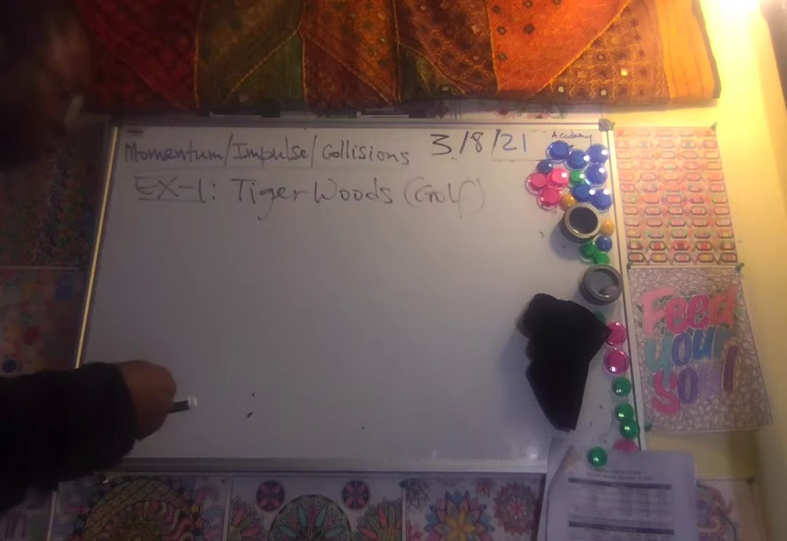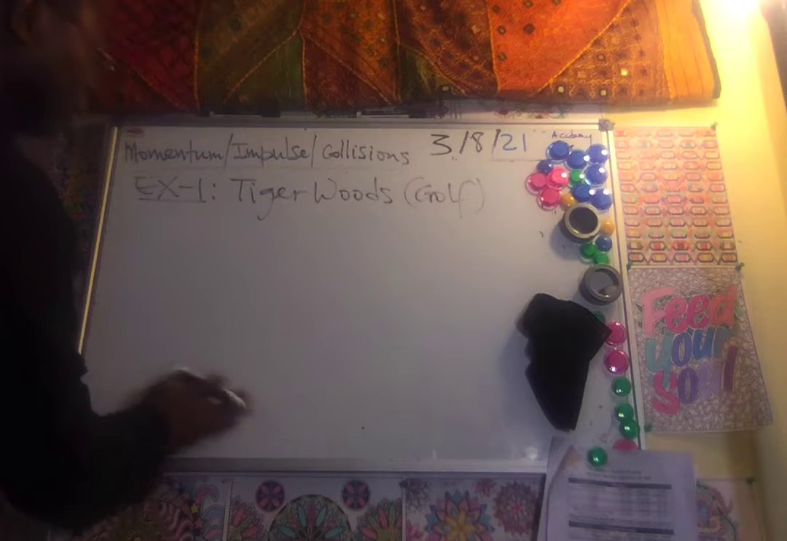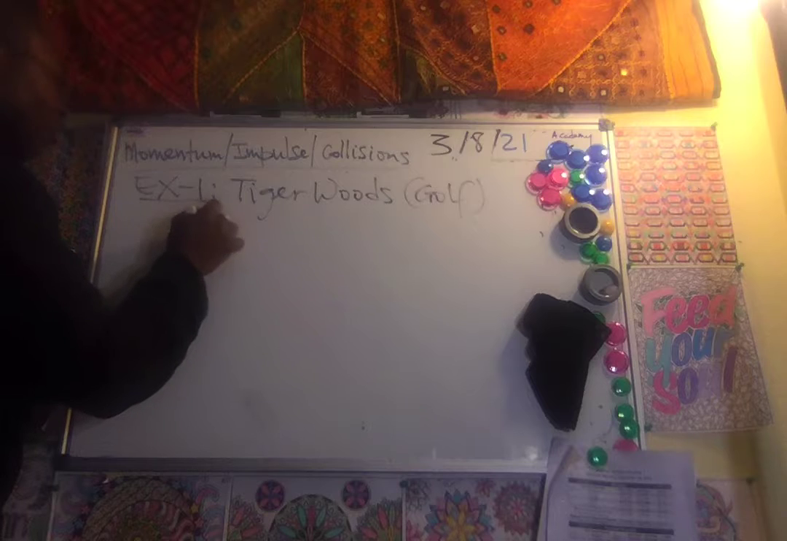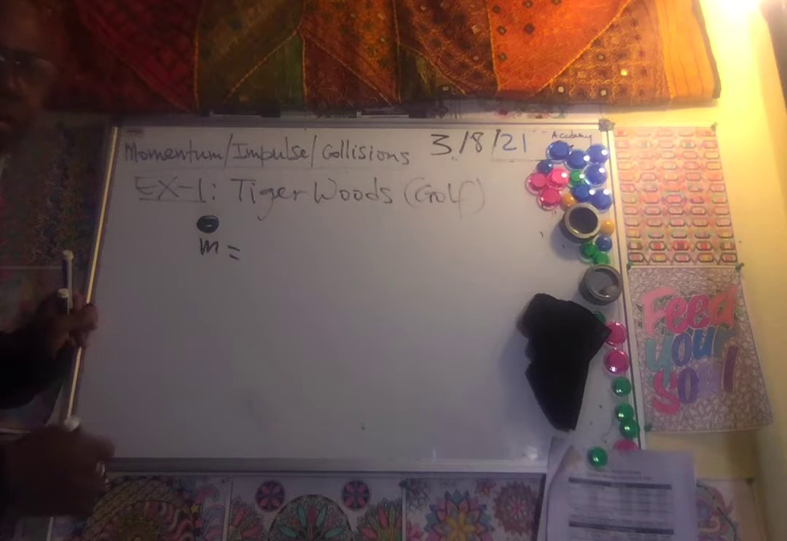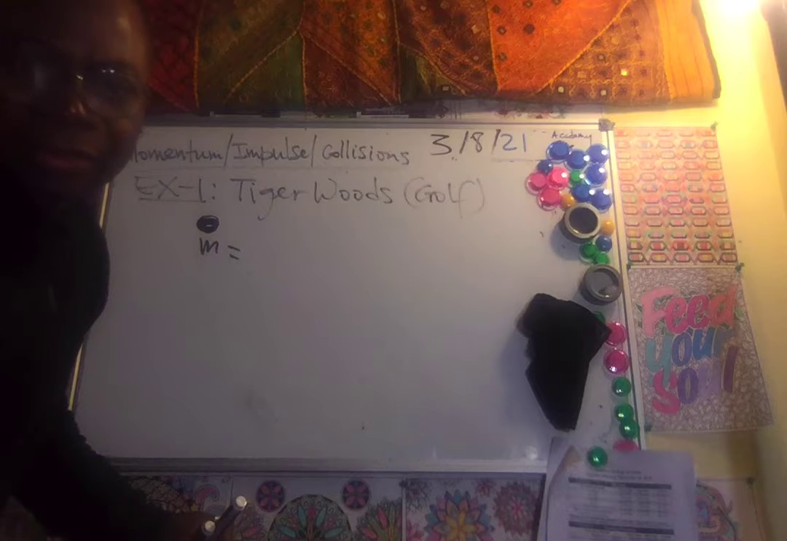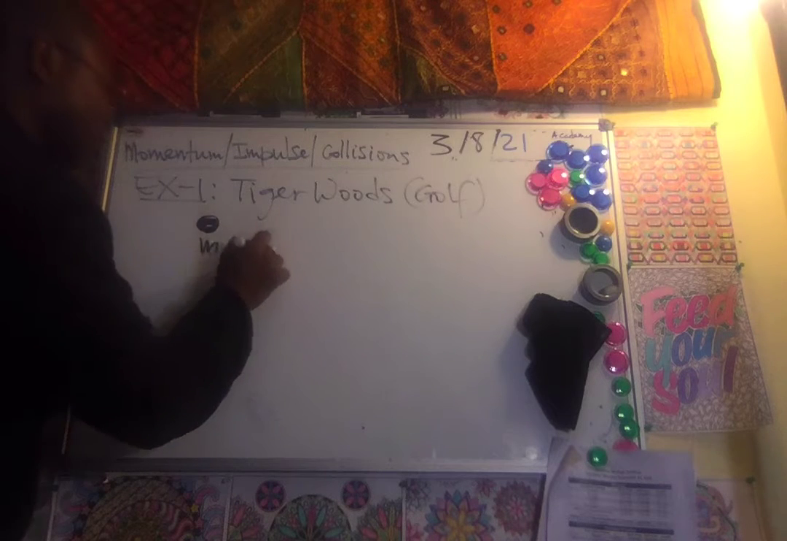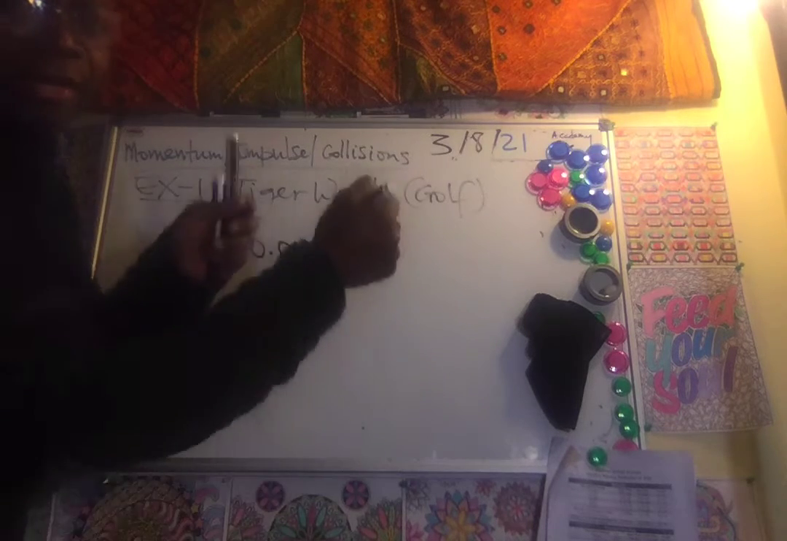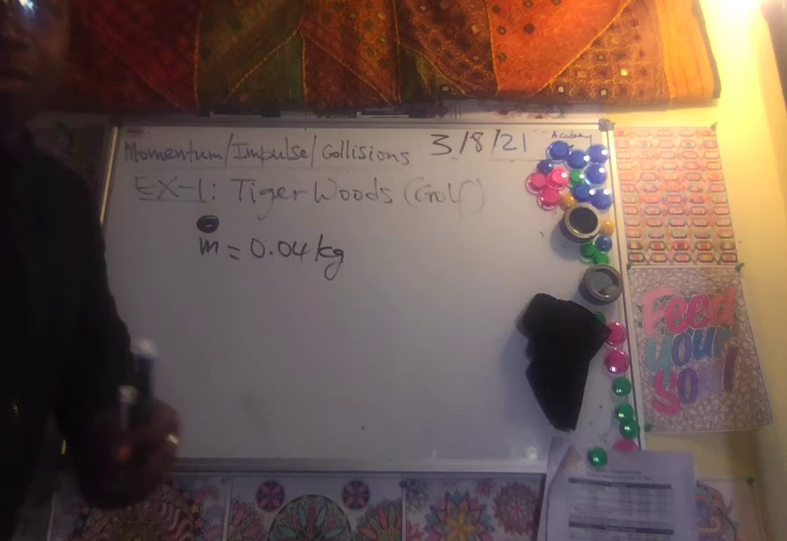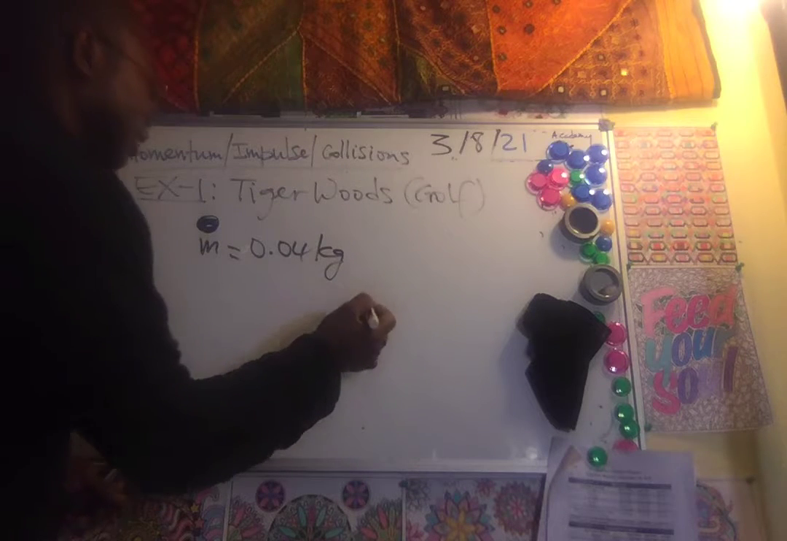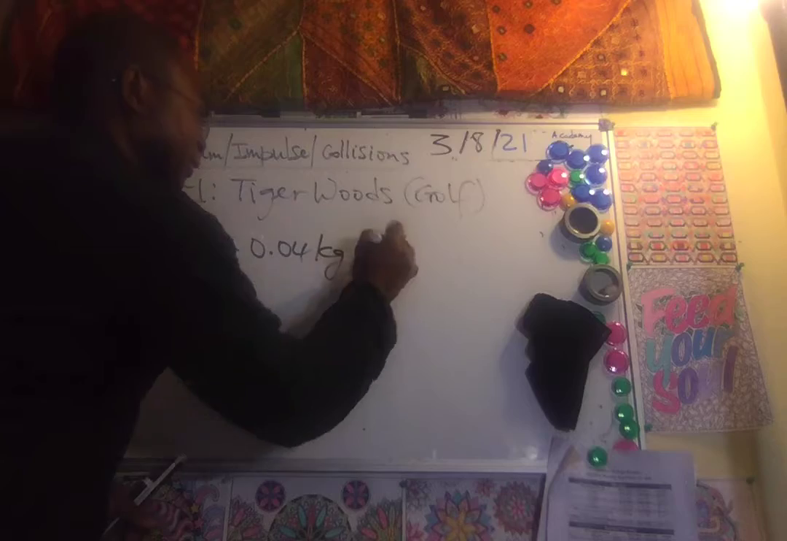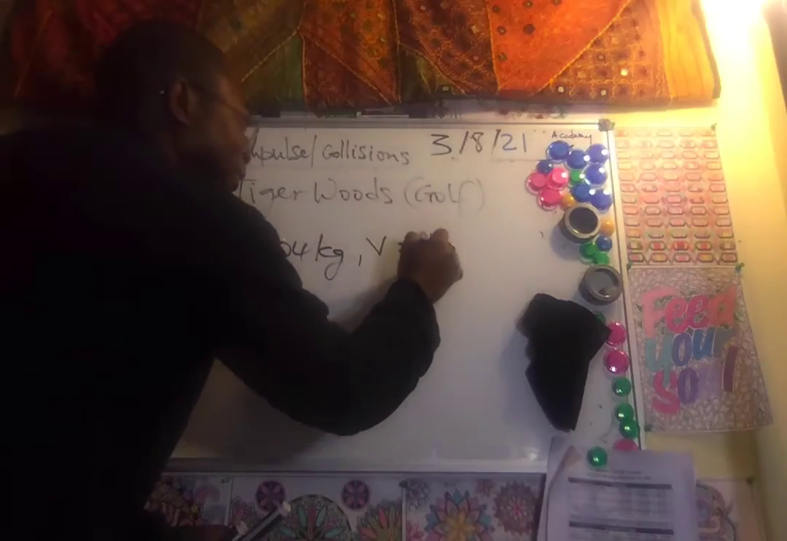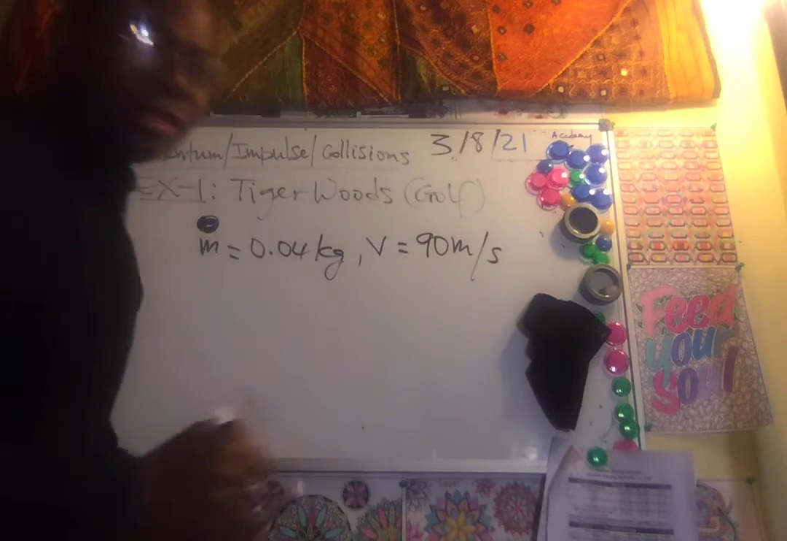Okay, so we say Tiger Woods was playing golf, right? And we say the mass, who remembers, what was the mass of the golf ball? Anyone? 0.04 kilogram. Thank you. We say he swung, he kicked that ball with a high speed, high velocity. Who remembers what was the velocity? 90 meters per second. Yes, because that's Tiger. He likes to send the ball far away.